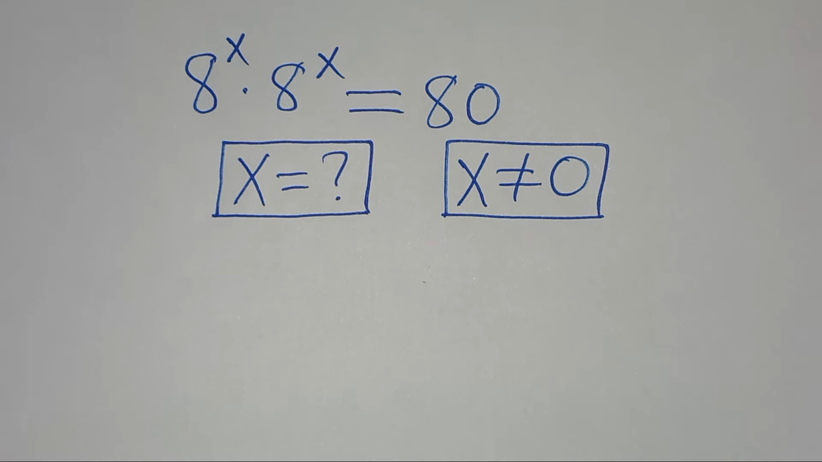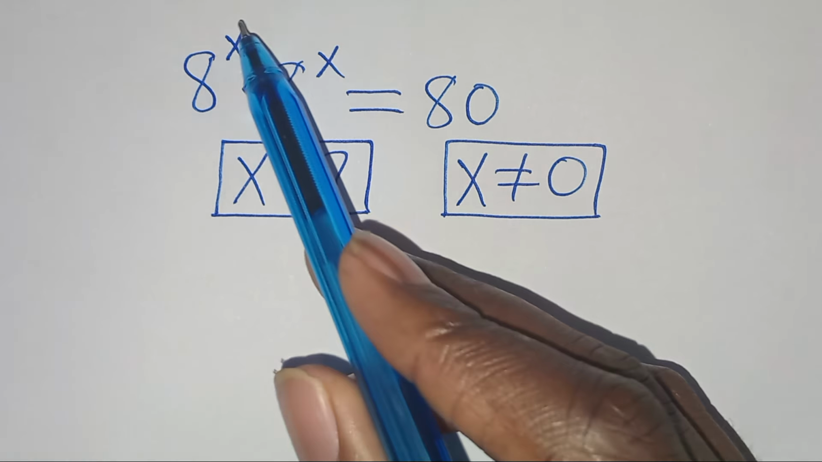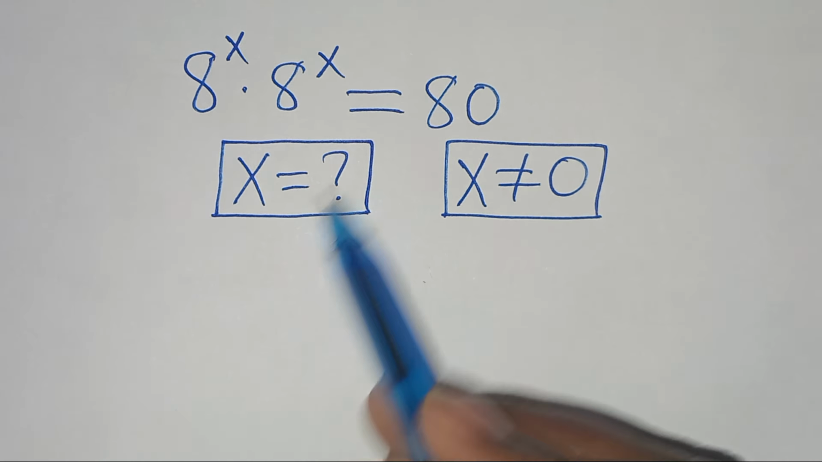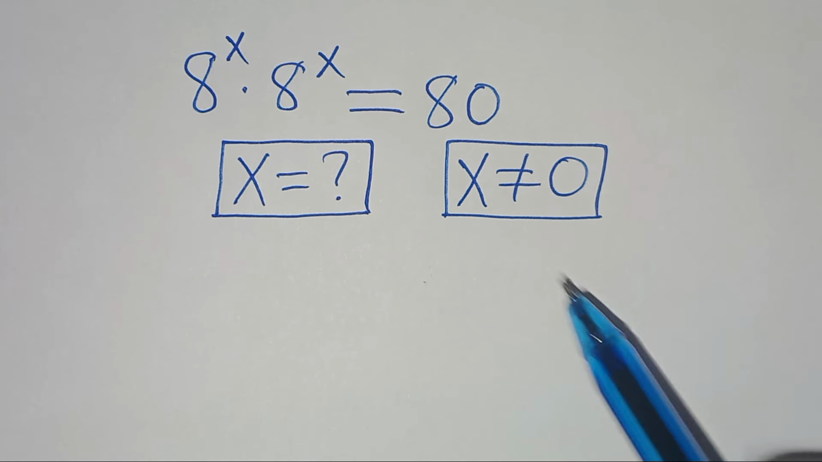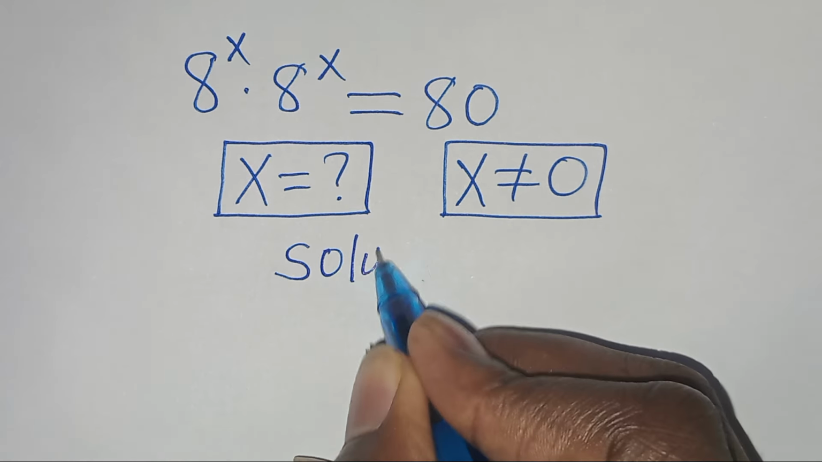Hello everyone, you're welcome to solve this nice exponential equation, which is 8 to the power of x times 8 to the power of x. This is equal to 80. So what is the value of x, given that x is not equal to 0? So let's present a solution from here.